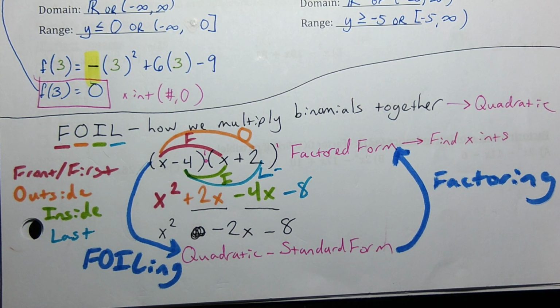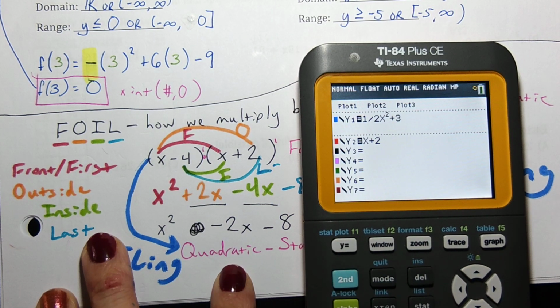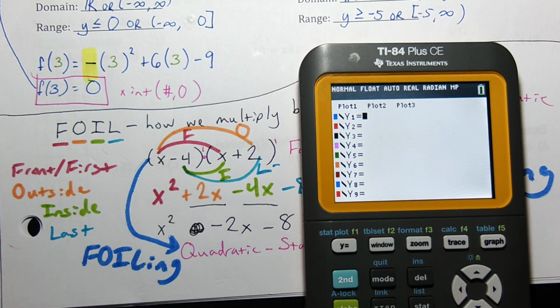Whereas with standard form, we have to do negative b over 2a and find the vertex and do our graph and hope we catch the x-intercept somewhere in there. But going between these two forms doesn't change the value of the quadratic.